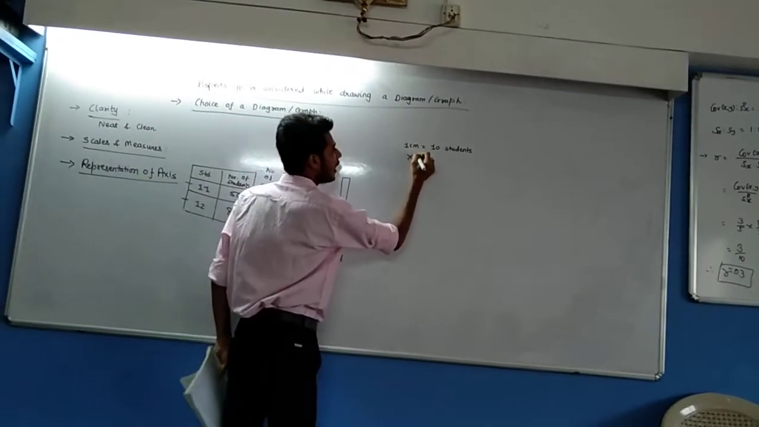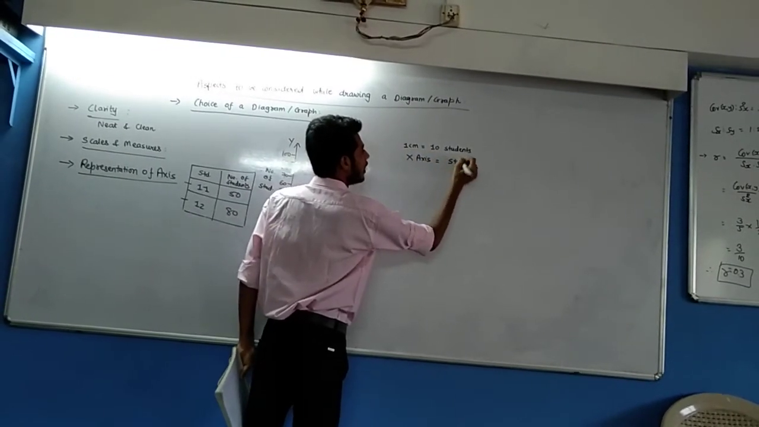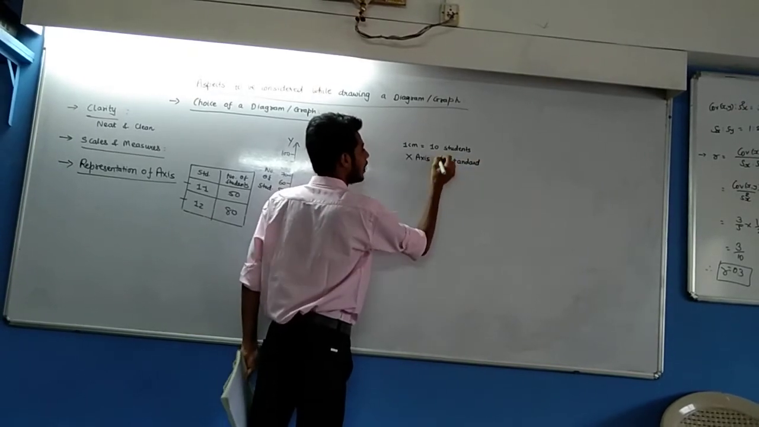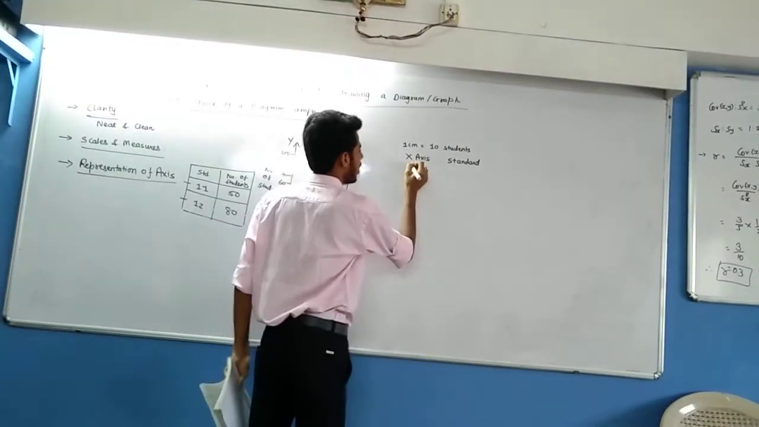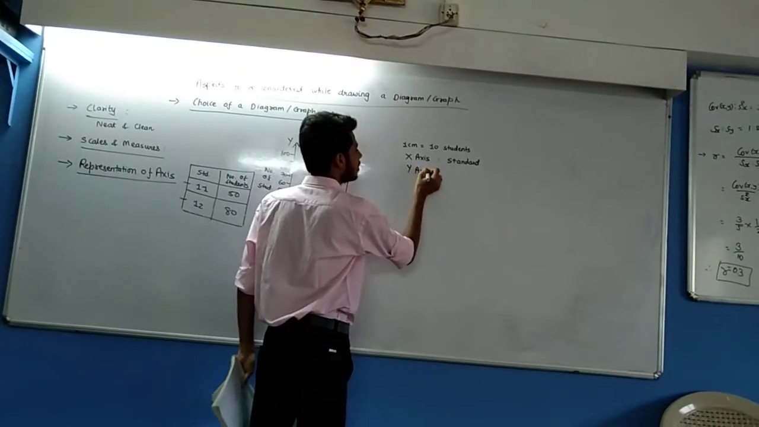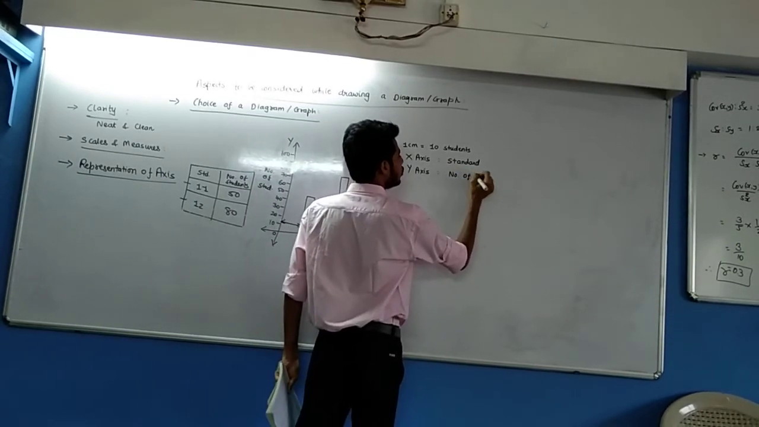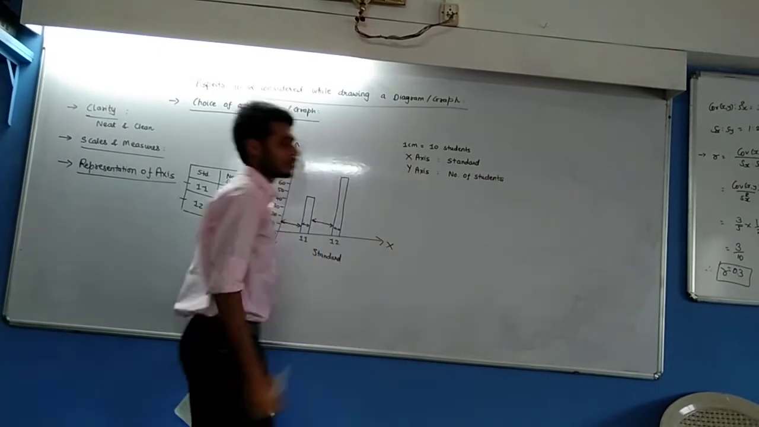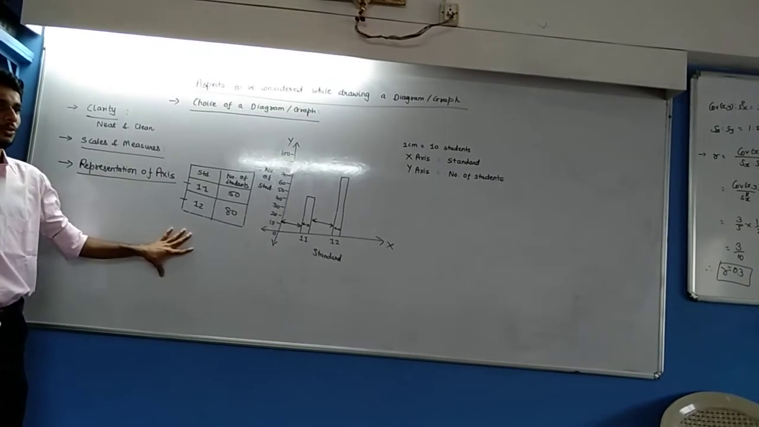Here on the x-axis, we have taken the standard of children. We have taken the standard in which the children are studying, and on the y-axis we have taken the number of students. We have plotted the number of students. Okay, is everything clear until now?